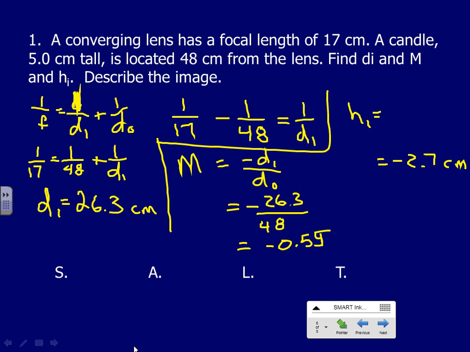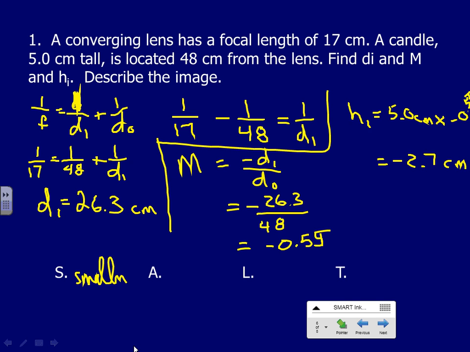Centimeters. What you're doing is you're taking the height of the object. What is the height? 5 centimeters. And you're multiplying it by this magnification factor, negative 0.55. Pardon for running off the edge there. That gets you negative 2.7 centimeters. Size. What's the size of this thing? Smaller. How'd you get that? Yeah, that's a good way of doing it. The magnification is between 0 and 1, and the height is less than the other one. Smaller.